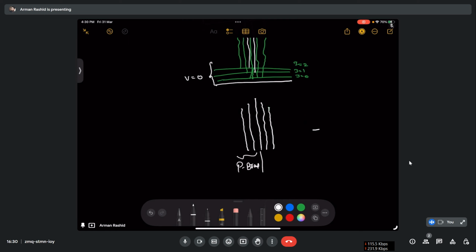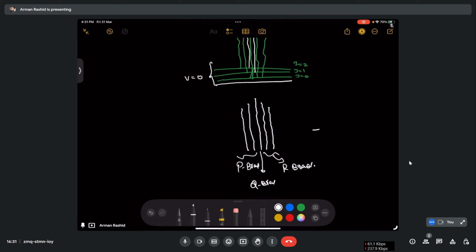The middle is called the Q branch, and the end is called the R branch. Okay, so we will have three branches. One is the middle branch, that is the Q branch. Q branch is where there is no rotational transition. Okay, there is only vibrational transition.